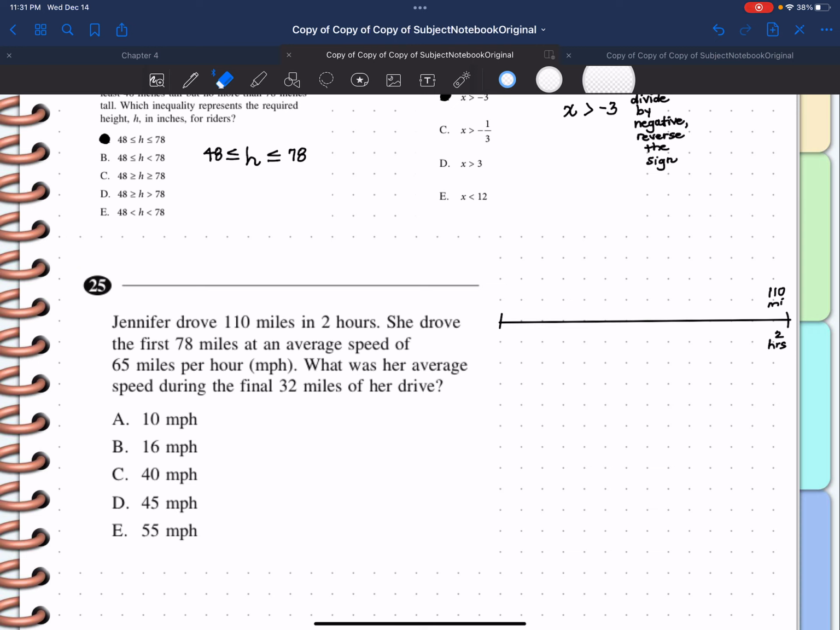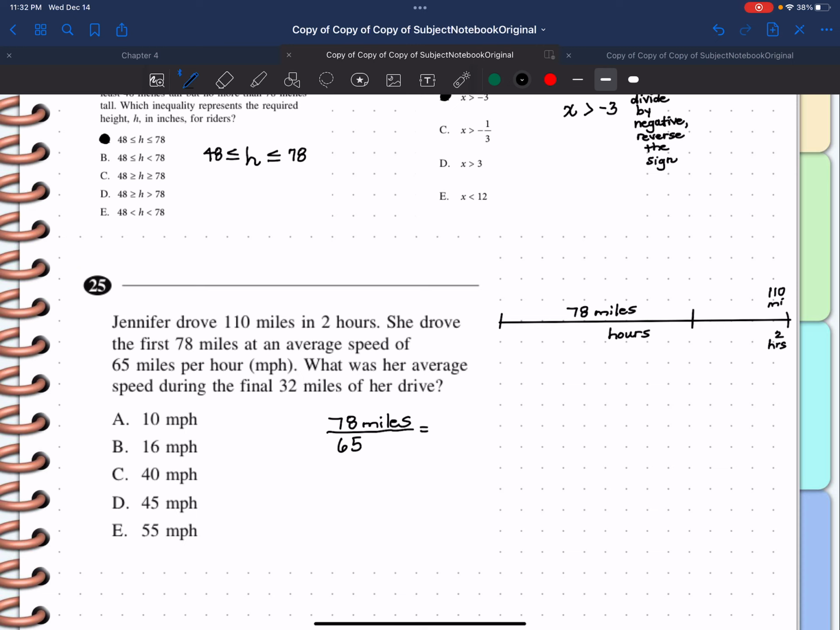Now, we know that she drove the first 78 miles. So if we split this line up and make this be that 78 miles, that she drove at a speed of 65 miles per hour. So we want to know how many hours that took. 78 miles at 65 miles an hour. That's going to be 78 miles divided by 65 miles in 1 hour.